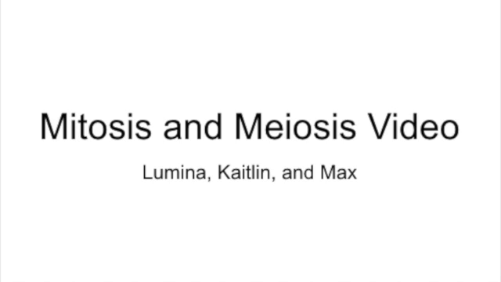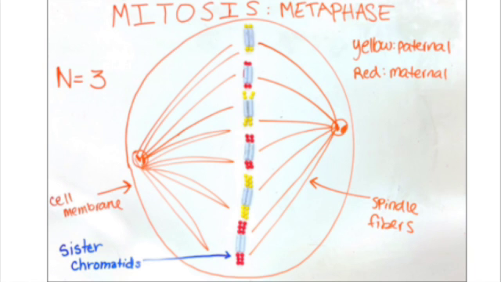For the video, n equals 3, which means there are 3 pairs of chromosomes. The red chromosomes are maternal and the yellow chromosomes are paternal. We have different lengths of chromosomes to achieve n equals 3. We are going to talk about mitosis and meiosis.